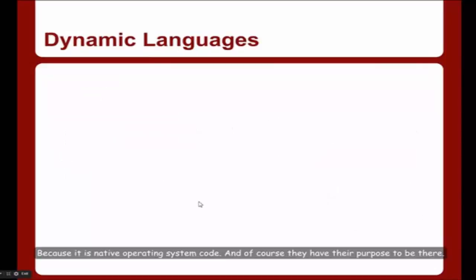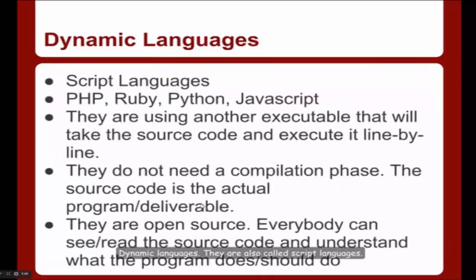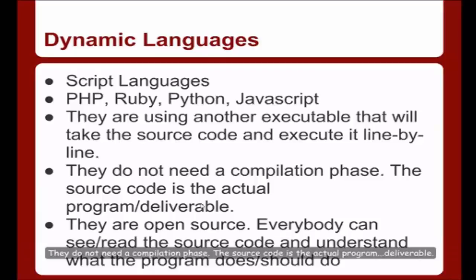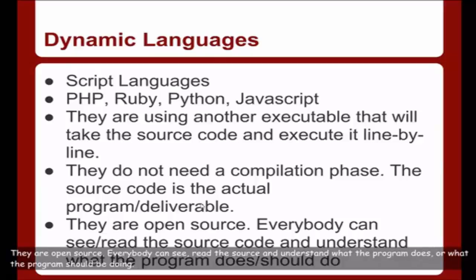Dynamic languages are also called script languages. Examples of them are PHP, Ruby, Python, JavaScript. They are using another executable that will take the source code and execute it line by line. This is usually called the interpreter. They do not need a compilation phase. The source code is the actual program deliverable. They are open source. Everybody can see, read the source code and understand what the program does or what the program should be doing.